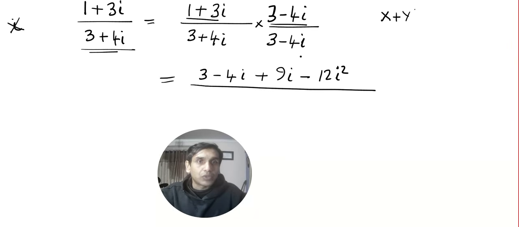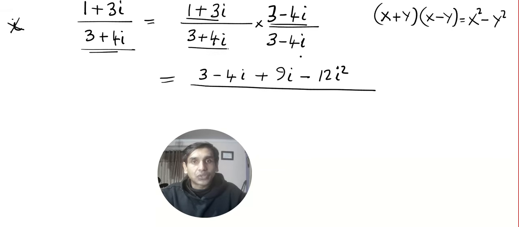I hope most of you know the result. x plus y multiplied by x minus y is simple distribution. It gives you x square minus y square. So this 3 plus 4i multiplied by 3 minus 4i, if you want, you can distribute it. But I know this result, so I'm going to get 9 minus 16i square.